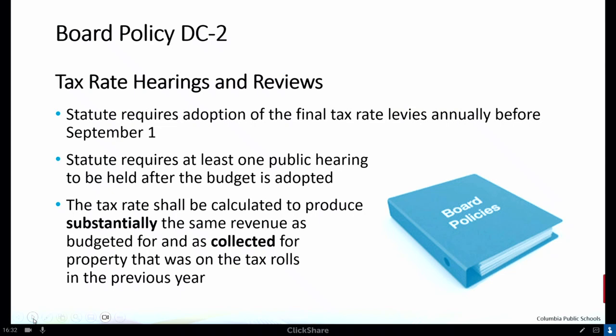And a reminder that when we calculate the tax levy, it is a calculation that comes from the state auditor's office, but essentially, the tax rate is calculated to produce substantially the same revenue as budgeted for and as collected for property tax that was on the rolls in the previous year. So for existing property that was on the rolls last year and is still on the rolls this year, we are capped at a certain increase, so they don't want above a certain amount of additional revenue when we talk about the same property. But then we have new construction, which we look at separately, and that's property that was not on the books last year. That is new construction that has been built and is on the books for the current year.